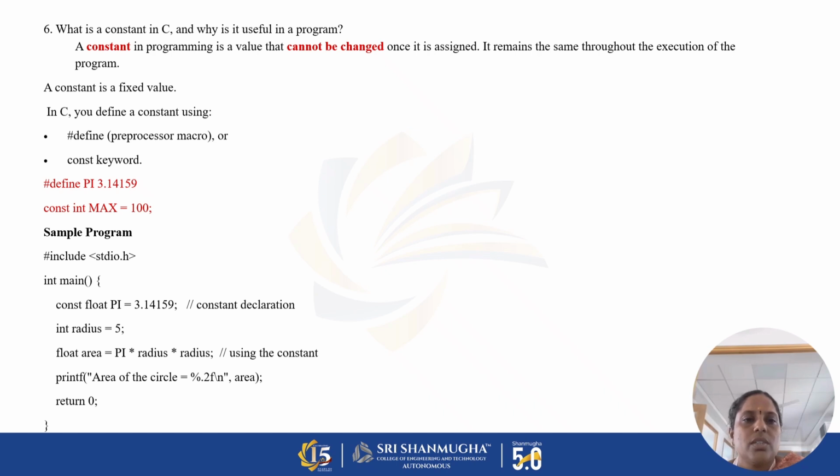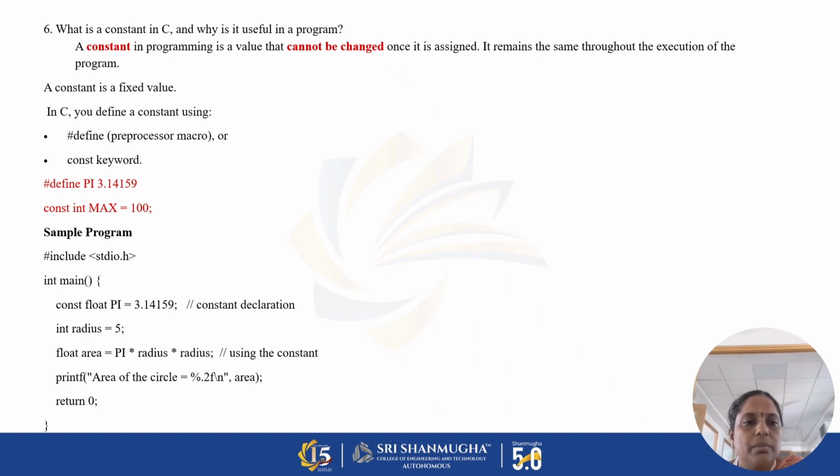Next, what are constants in C and why are they useful in a program? Constants are variables that hold a value which cannot be changed during the entire program. So a constant is a fixed value. It can be declared or defined in two ways: #define, that is macros, or the const keyword. Const is a keyword used to indicate that it is a constant value.